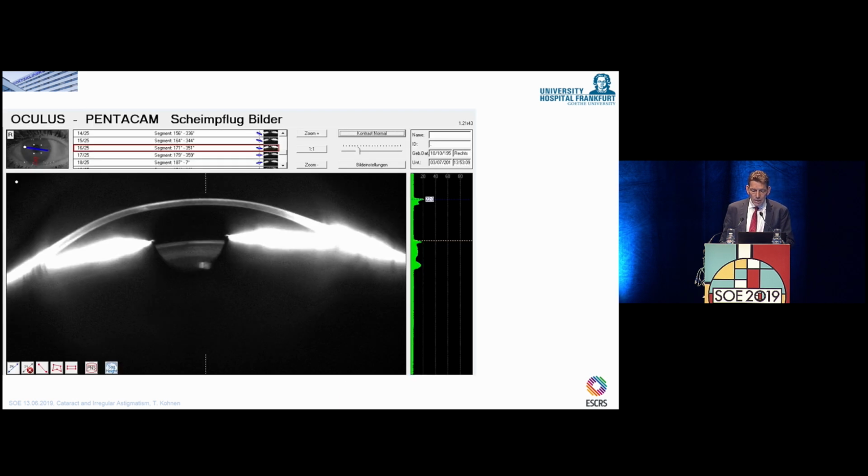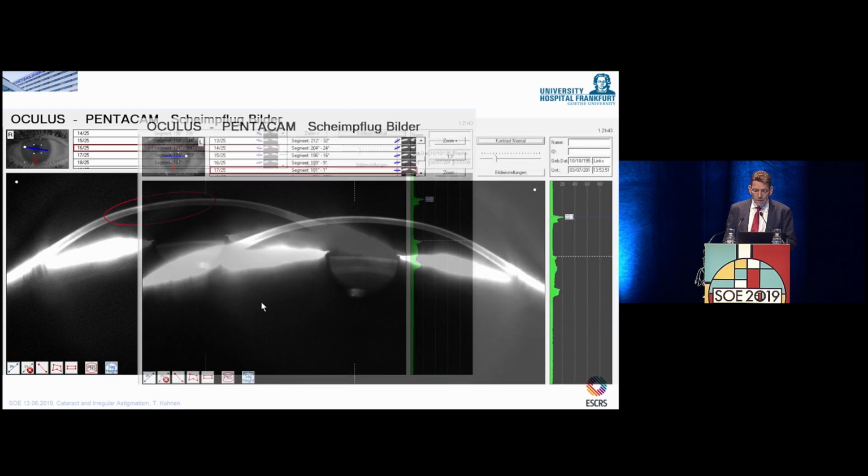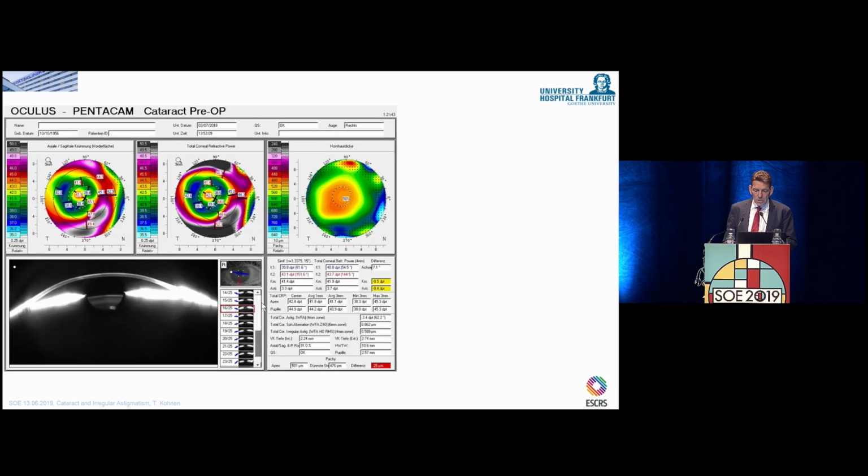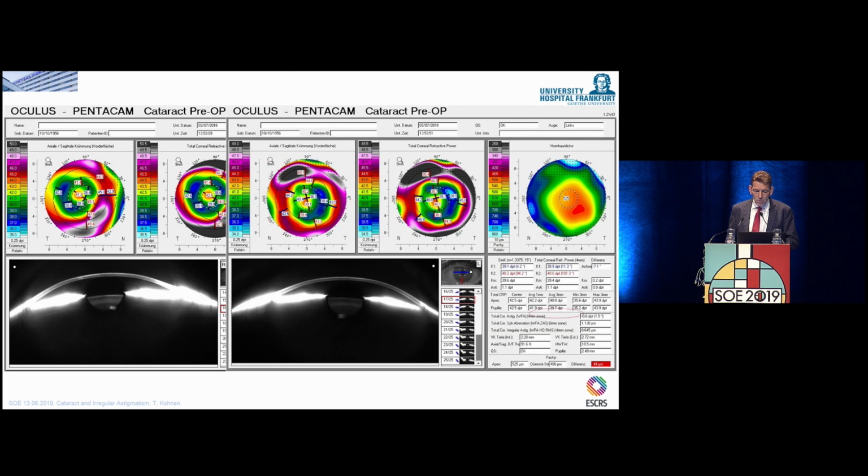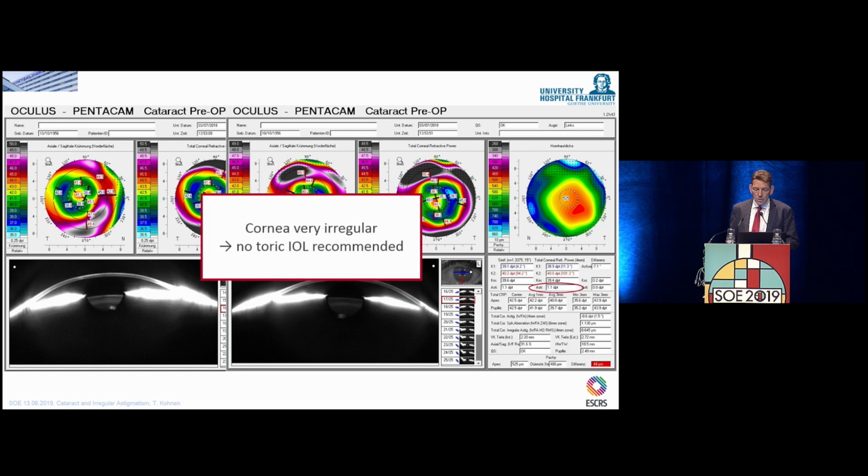So we looked at the IOL Master, we looked at the cornea. You can see here some of these little scars from the radial keratotomy, and you can see here the other side, which has produced these irregularities on the cornea, which is very difficult to correct. And I also looked at the previous options. Which kind of lens should we now take into consideration?